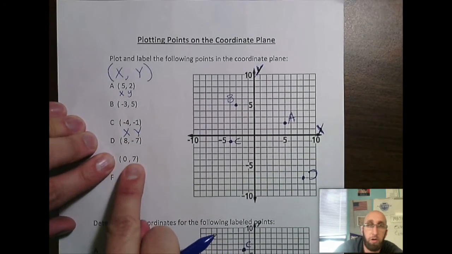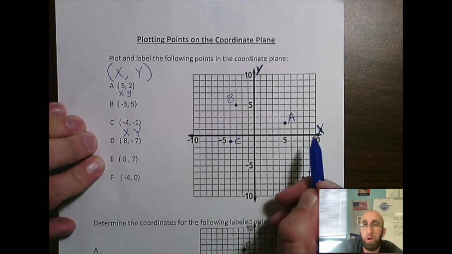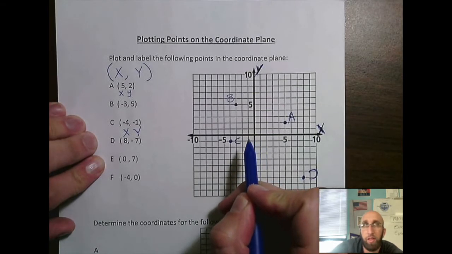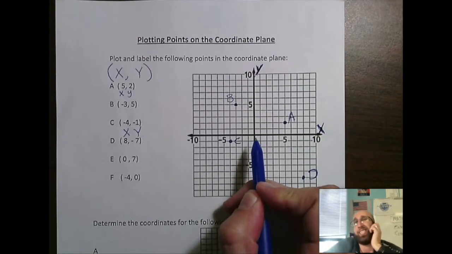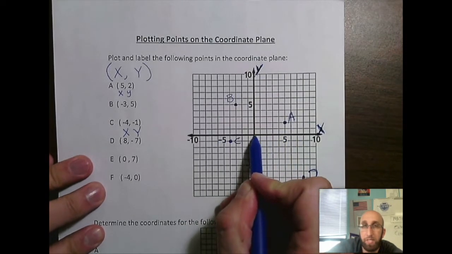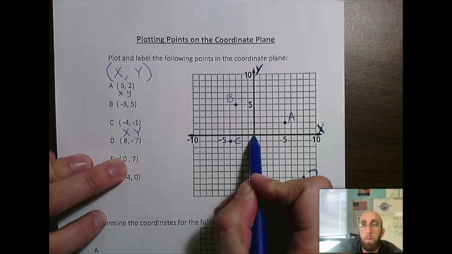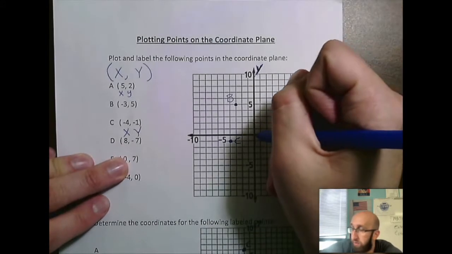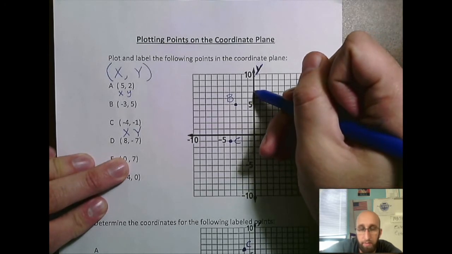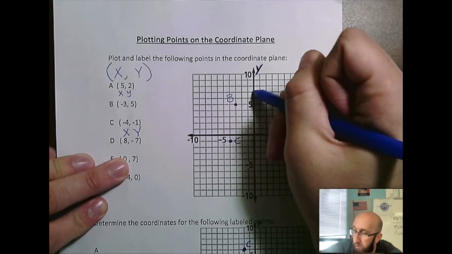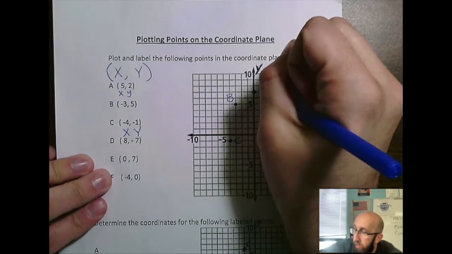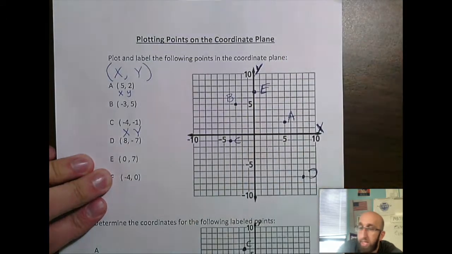So E is (0, 7). When you're at 0, remember all the positive numbers are to the right for X, all the negative numbers are to the left. When you have 0 for X, that means we aren't going to go right or left. We're going to stay right here in the center. That is an X value of 0. But I need a Y value of 7, which means I need to go up 7. So here we go. There's 5, 6, 7. That is (0, 7). And this is the point E.